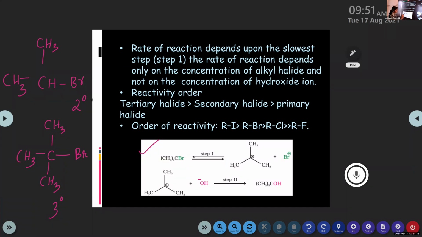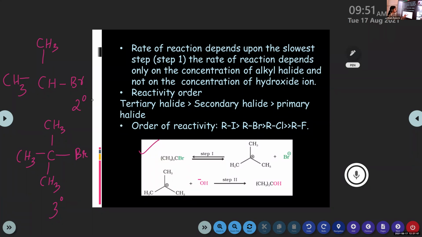In the first step, in the presence of a polar protic solvent, it will dissociate into a carbocation and a bromide ion. Why is it known as a carbocation? Cation means positively charged ion. Here you can see one positive charge on carbon, right? That's why it is known as a carbocation. And there is another, the bromide ion. So one carbocation and a bromide ion.